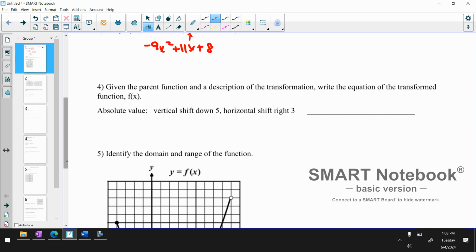All right. This is the one where we did left, right, up, down, opposite. Vertical shift is the one outside, down 5, so I'm going to put minus 5. Just some function f of x. Oh, absolute value, I missed that right there. So that means these brackets. Horizontal shift right 3, so I go x minus 3. Remember, if there's a flip, then we put a negative in front of that. So that one's going right 3, down 5.